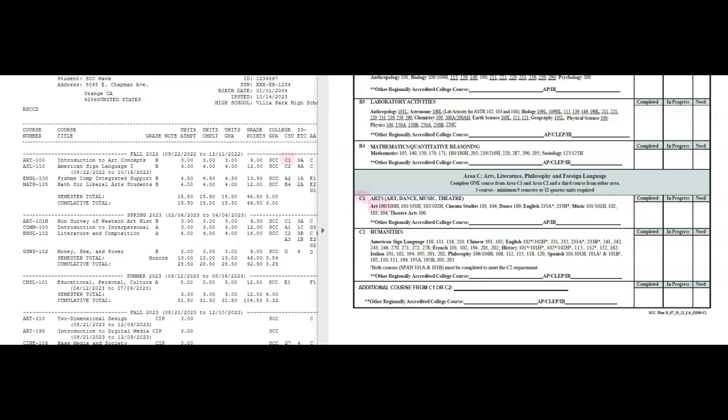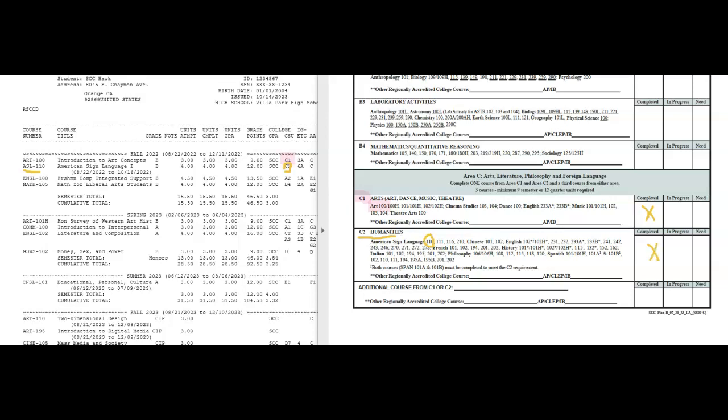So if you completed that course, you are then going to mark that you have completed that class in that column. Then we're going to look at ASL 110, and ASL 110 is in area C2. If you look at area C2, it is going to be this one right here. And there it is, ASL 110. And the student completed that class.